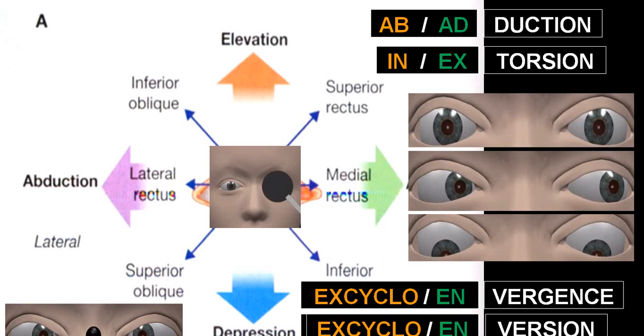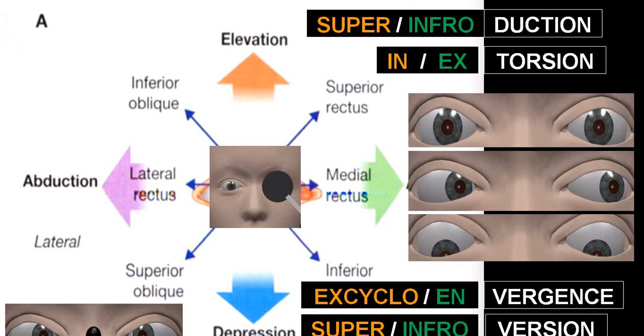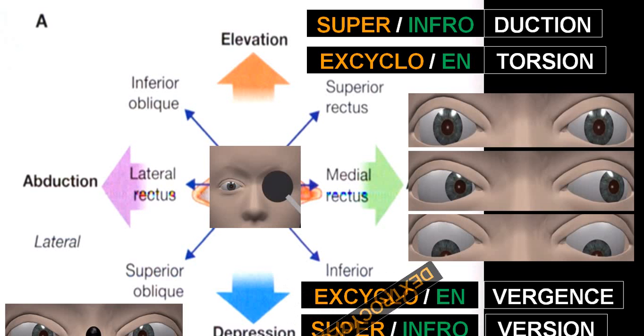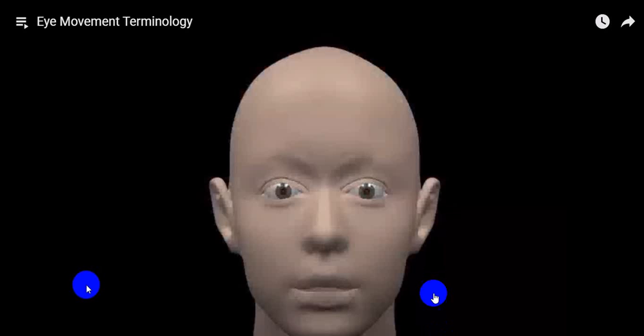And excycloversion and encycloversion. These are some of the terms: superduction, infraduction, superversion, infraversion. These are some of the terms which are commonly utilized. And you can combine excyclotorsion and encyclotorsion, dextrocyclo and levocyclo. Now we'll be going through this particular video. Just pay attention, and these are some of the terminology which will be utilized.